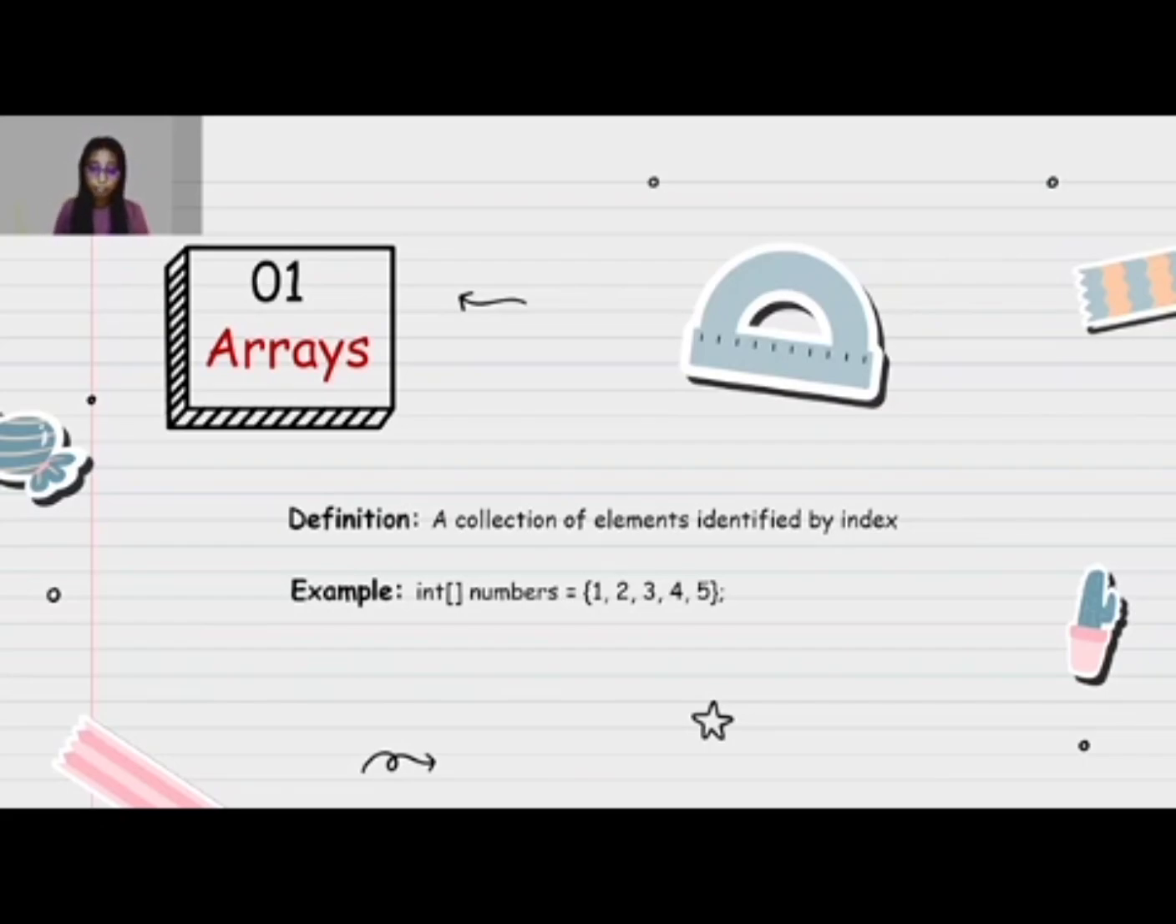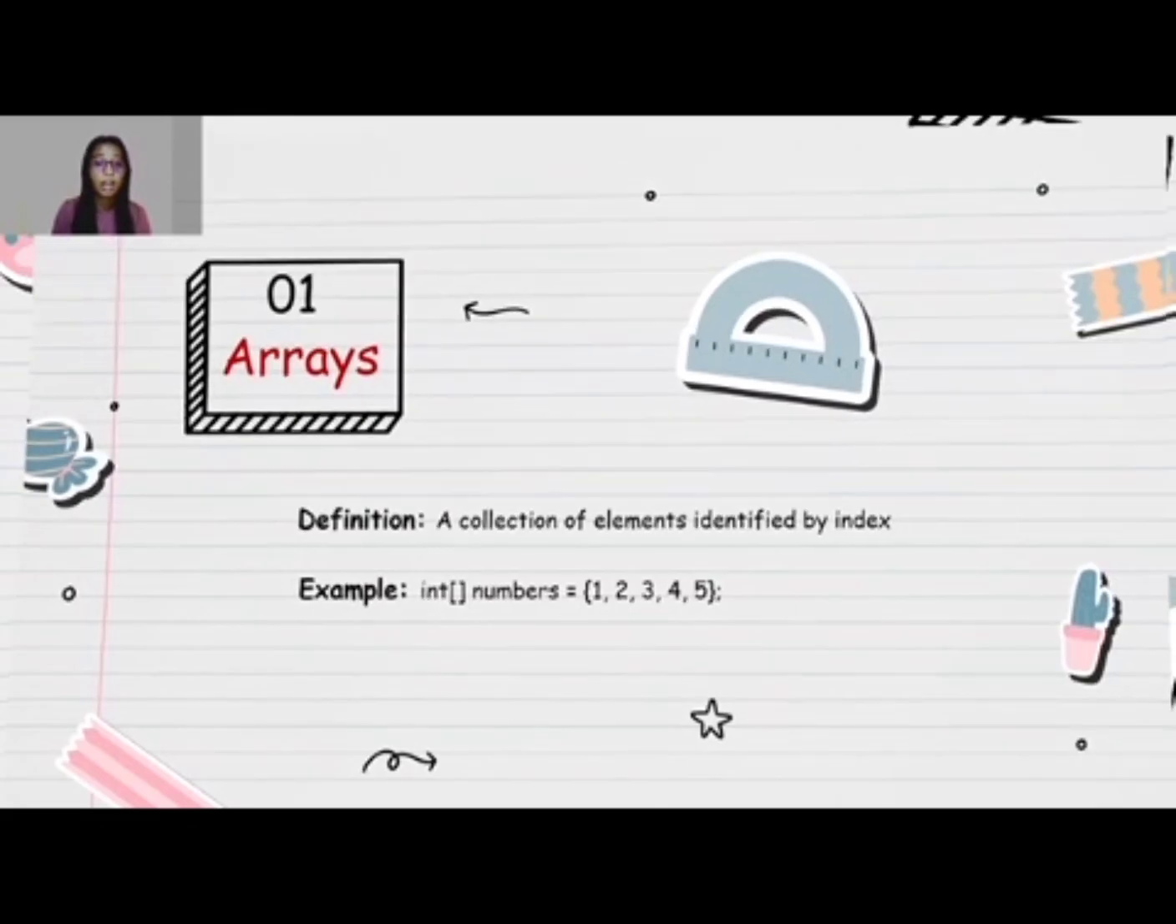Arrays are great because they offer fast access to any element, but they come with a fixed size. Once you create an array, you can't change its size. So you have to know in advance how many elements you need to store. They are perfect for scenarios where you have a fixed number of elements and need quick access by index.